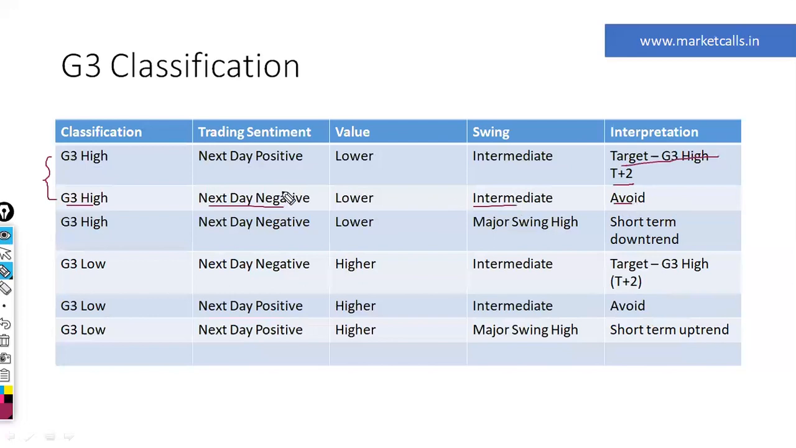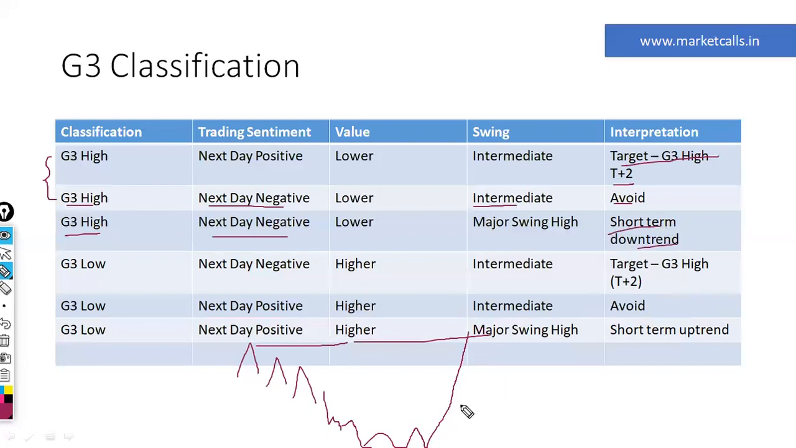Whenever you're seeing a G3 high, it will be coming like this. This high is a G3 high. And next day, if the sentiment is staying negative, meaning the market opens here and starts moving down, in that case you can expect a temporary downtrend. But eventually this downtrend will be completely restored back in a very short term. So you can expect a short-term downtrend, but eventually the price will scale back again towards the G3. That's what you can anticipate.